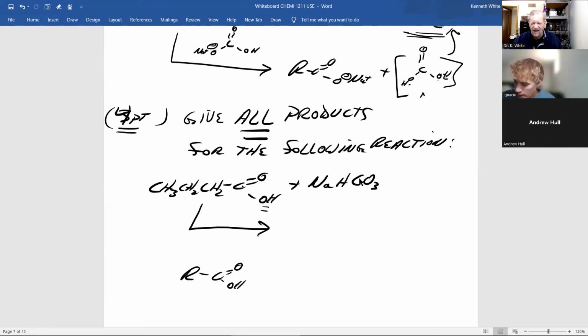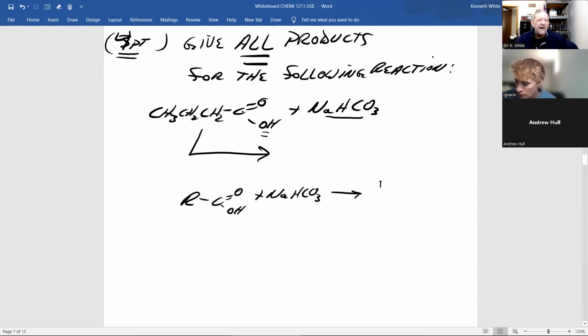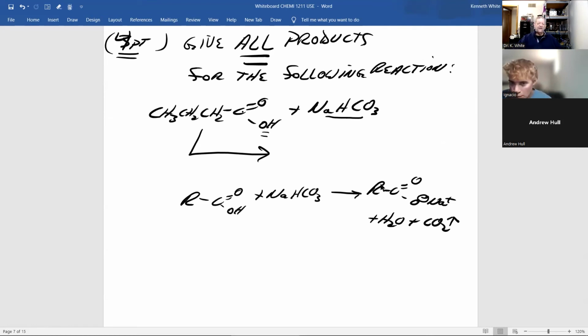A carboxylic acid. What do we have here? Sodium bicarbonate. And this one I'll never give a synthesis problem on. And what do you get? All the products: you get the carboxylate anion plus water plus carbon dioxide given off as a gas. And that's what that arrow up means.